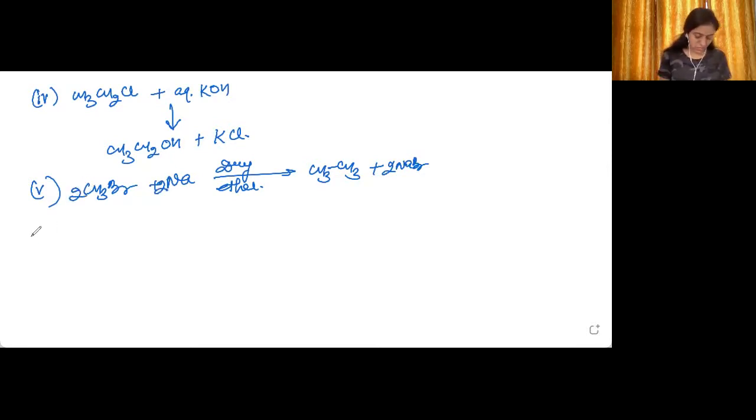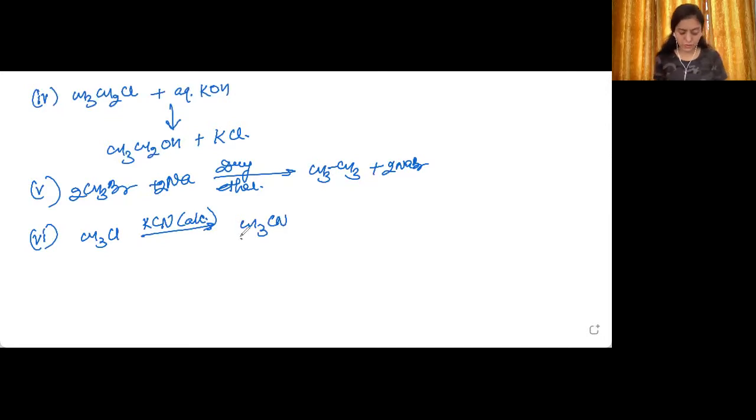Then the last part of this question is, methyl chloride is treated with KCN. CH3Cl treated with KCN. Actually, it is alcoholic KCN. When it is treated with alcoholic KCN, CH3CN will be formed. Cyanide will be formed, right? So this was the last part of this question, the last part of the last question.